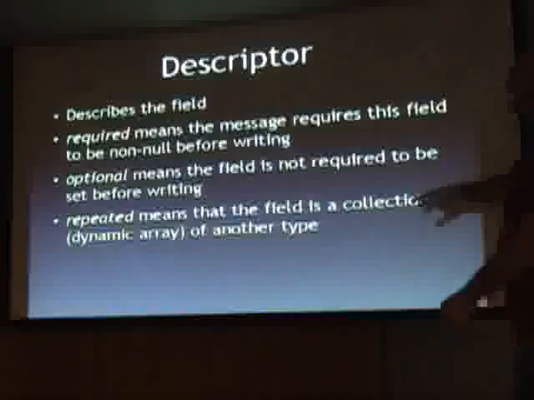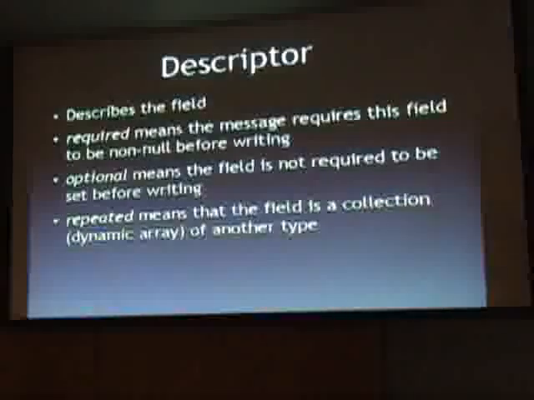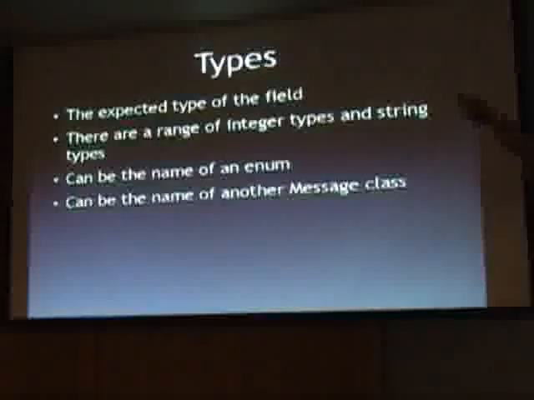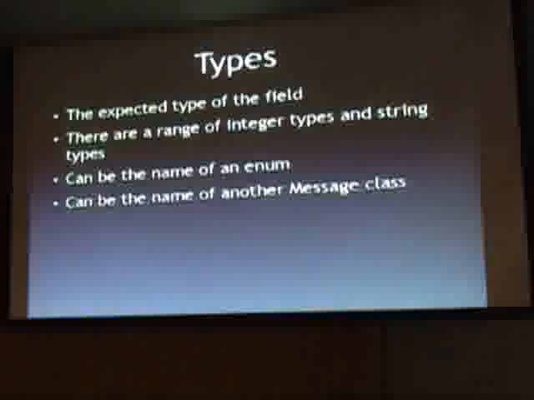And then repeated means that the field is a collection. It's a dynamic array of a certain type. So you can have repeated strings, repeated numbers, repeated other message classes to do encapsulation in that way. Type is the expected type of the field. There's a whole host of integer types. Then there's string. You can also have an enum, which you've defined as a type. Then you can also have other message classes as the type.